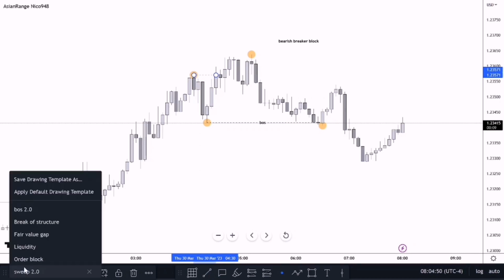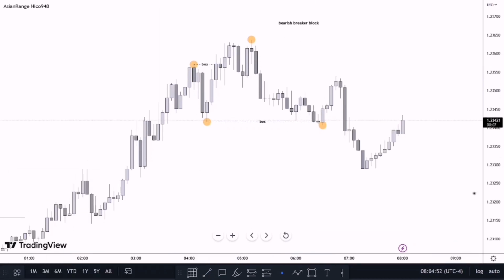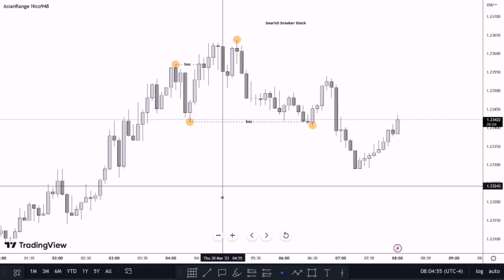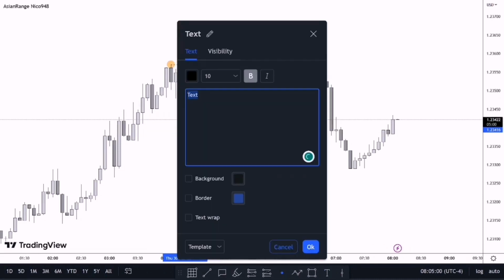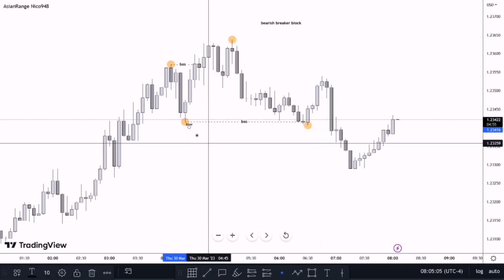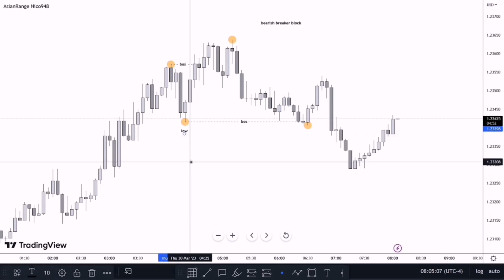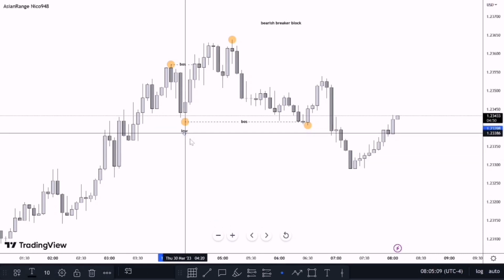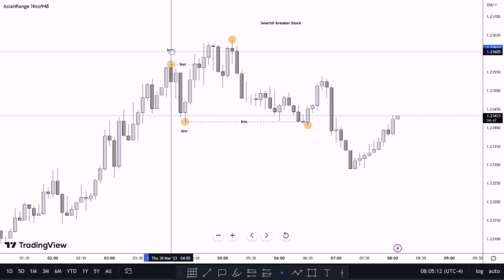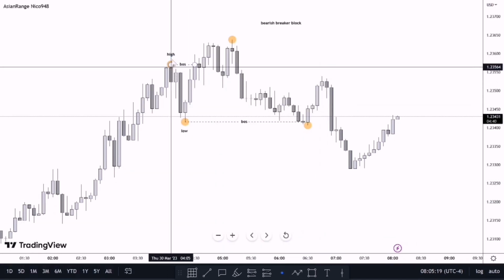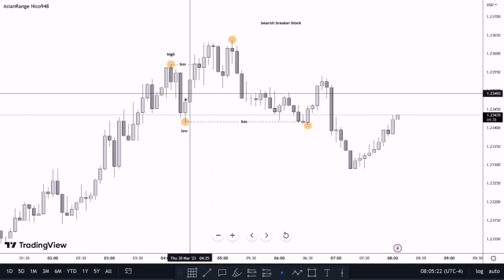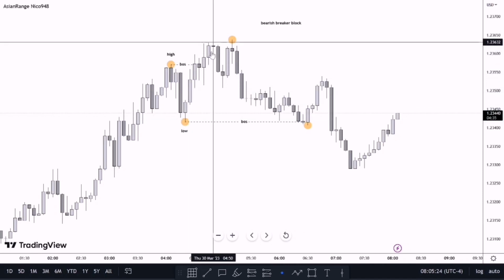So now the question is, where is our bearish breaker block? As I said in the previous diagram, we have our high and our low. We look for a bullish candle between this high and low within this range, right? That will give us our bearish breaker block.